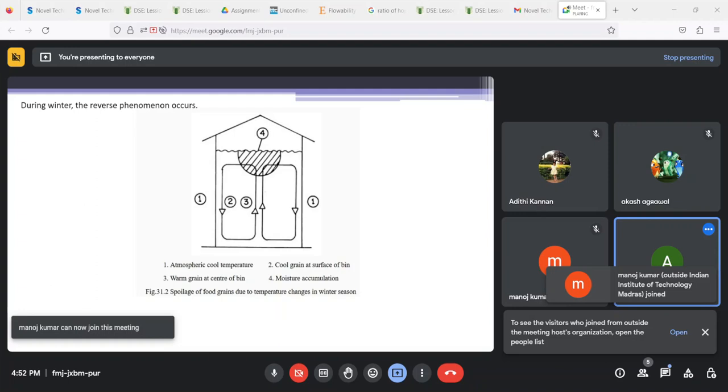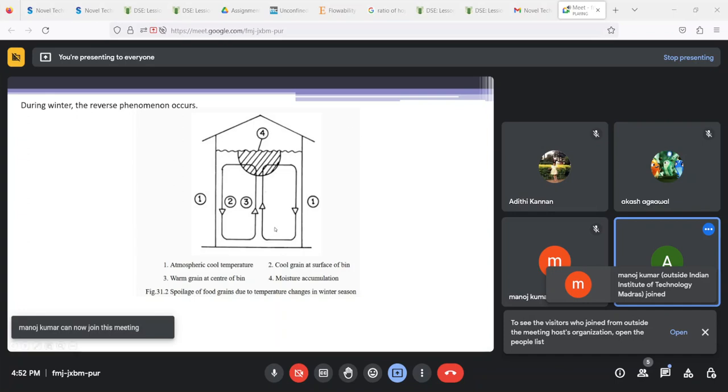In case of summer, your surface will be hot, bulk will be cold. So wherever is a cold region is where your moisture will accumulate. So since your bulk region is cold, you will have moisture accumulating at the bottommost region in case of summer. Whereas in case of winter, your surface will be cold, whereas your bulk will still be hot. So whatever moisture is there will be collected at the surface or the topmost region.